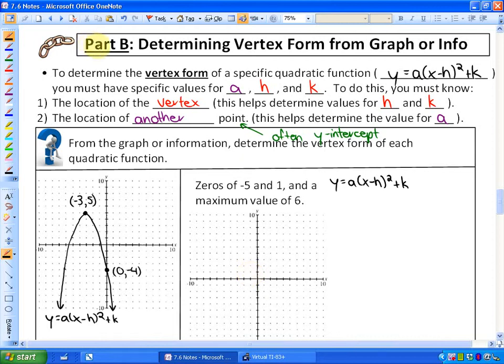We are going to be looking at how to determine the vertex form from a graph or information. In the previous lesson, we looked at how to graph from vertex form. So in this lesson, we are going to be determining vertex form from the graph. So it's the exact opposite.